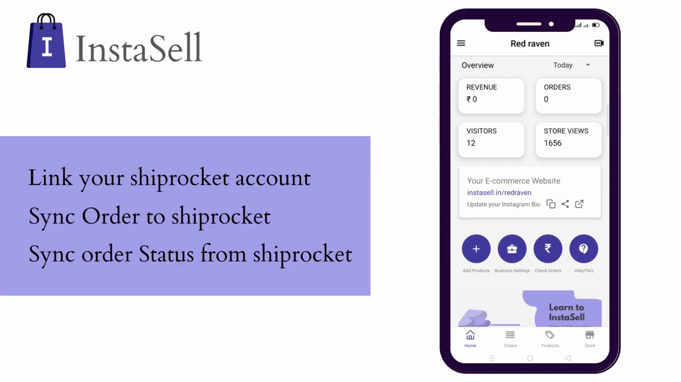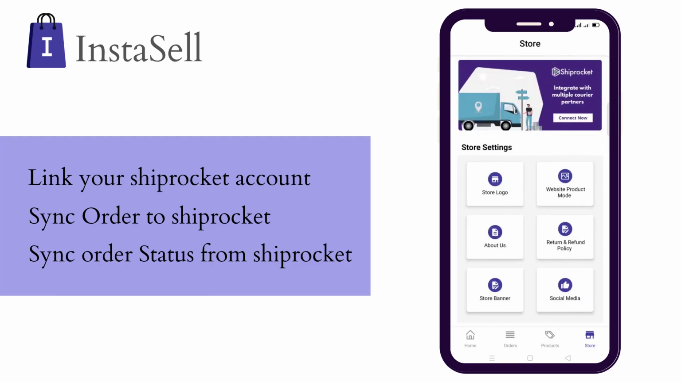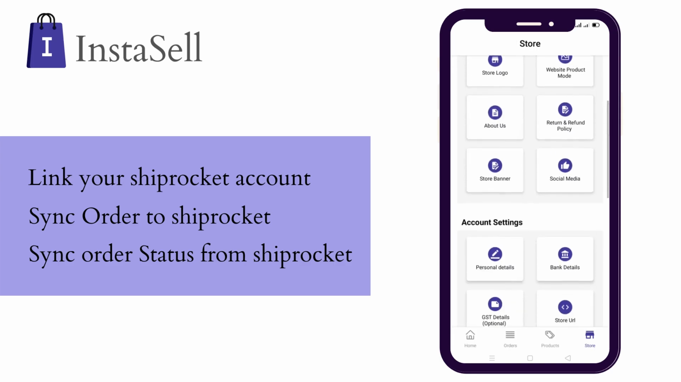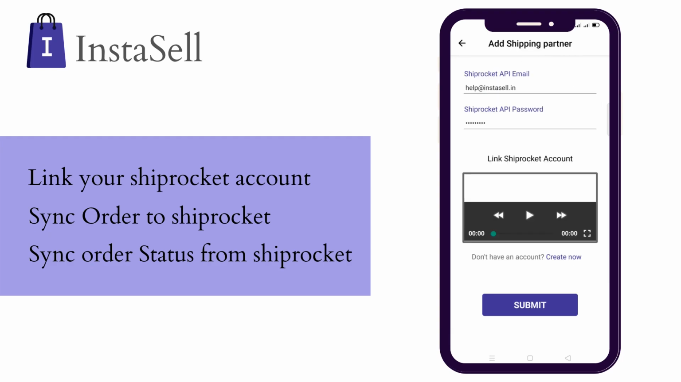Now we are inside the InstaCell app. As you can see, you have to go to the store screen here, and you can click on the ShipRocket banner that you see on the top, or you can go down below to the shipping settings, and here there is a button called link ShipRocket. You can click on that, and there will be two fields asking for ShipRocket API email and ShipRocket API password.